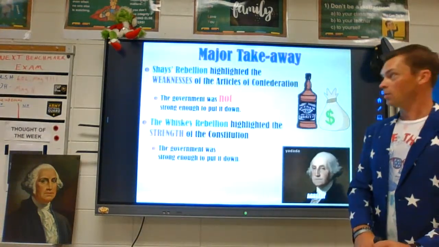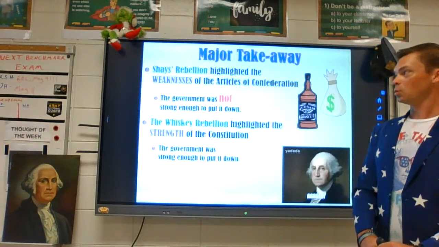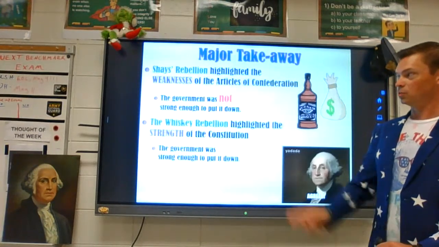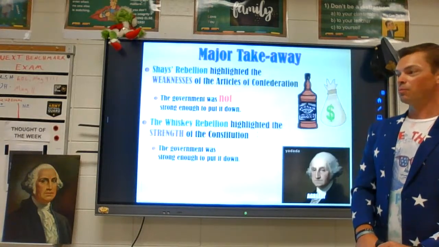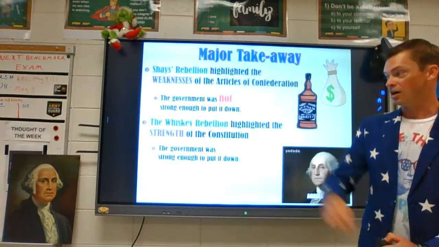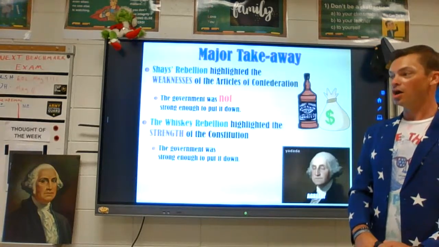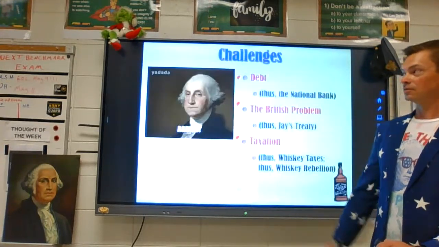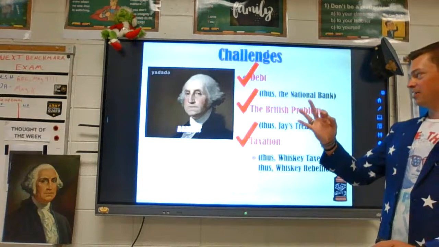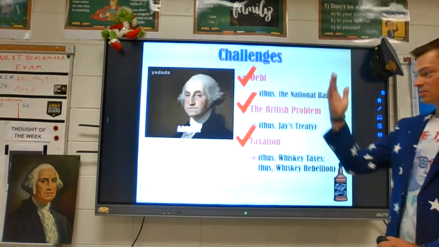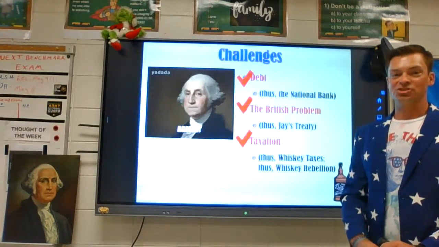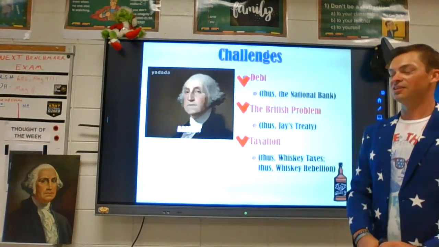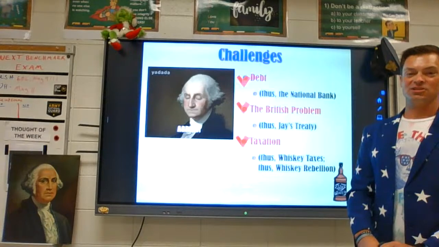Great major takeaway here. Shays Rebellion highlights the weaknesses of the Articles, the situation where the government was not strong enough to put it down. The Whiskey Rebellion highlights the strengths of the Constitution because the government was strong enough to put it down. So summary slide, there you have it. 3 challenges, 3 solutions, and we got check marks for all of them. All challenges that come towards Washington, he accepts the challenge, and this is part of his legacy.